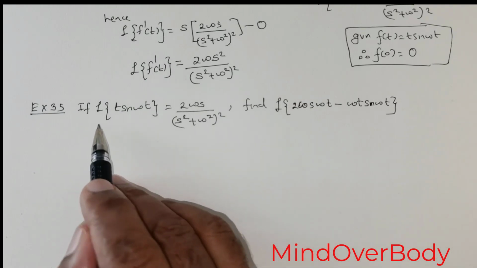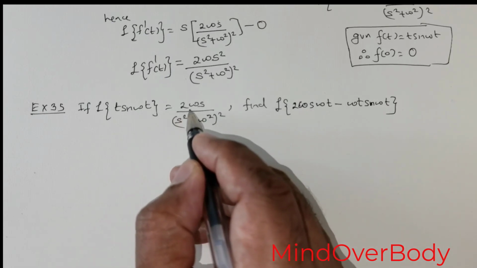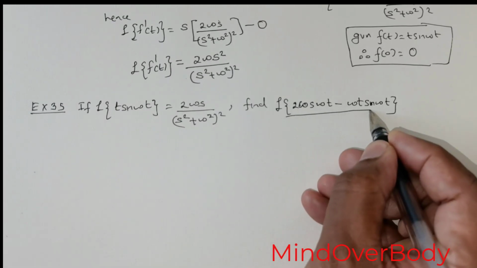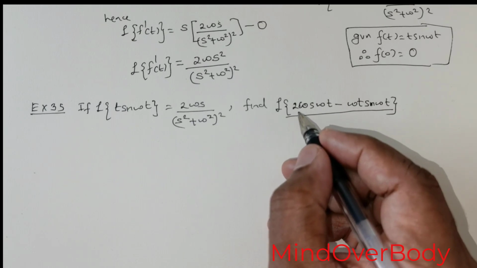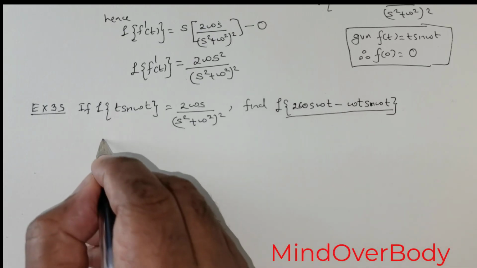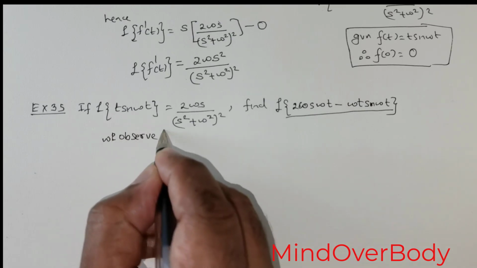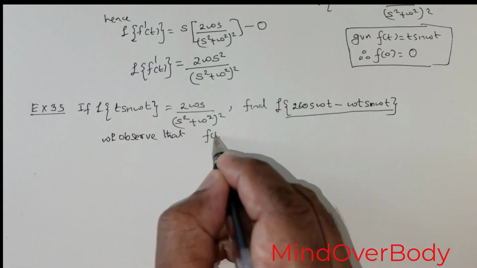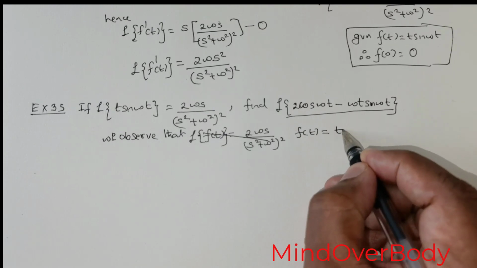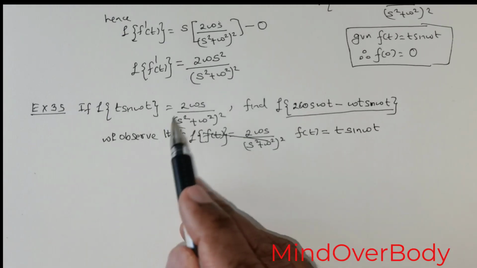Students, we are given another application problem. If the Laplace transform of t times sine omega t is equal to 2 omega s divided by (s squared plus omega squared) raised to the power of 2, we are asked to find the Laplace transform of 2 times cos omega t minus omega t times sine omega t. So foremost, from the question, we observe that f of t is equal to t times sine omega t, right? So the Laplace transform of the function is what is being given.